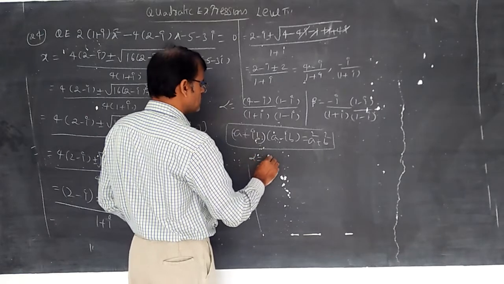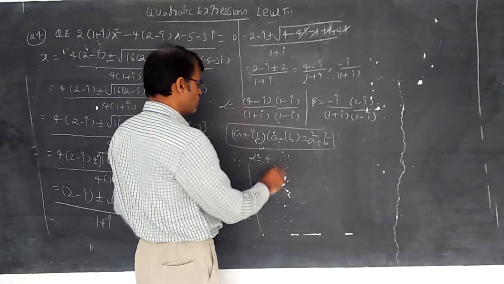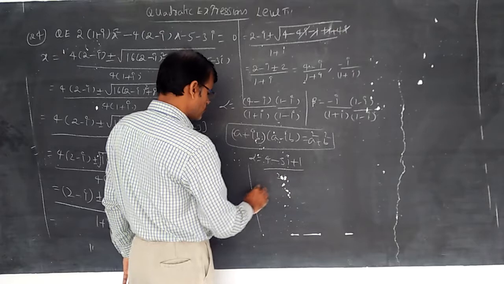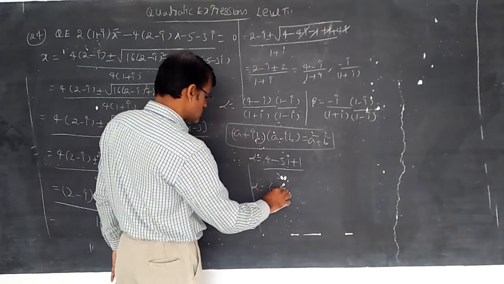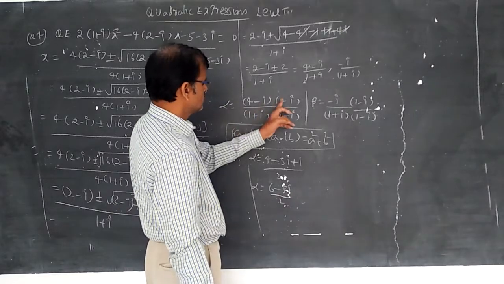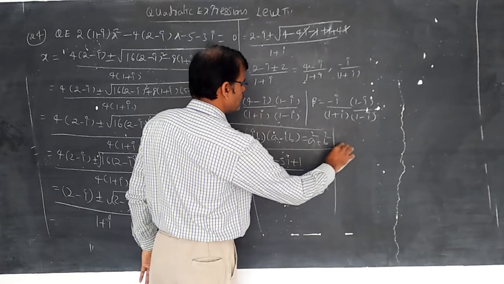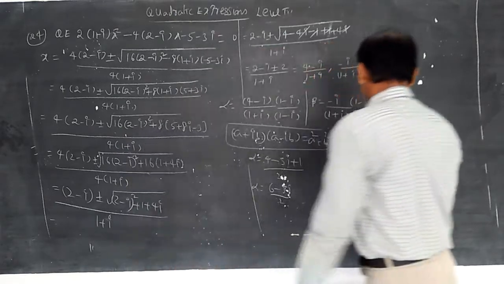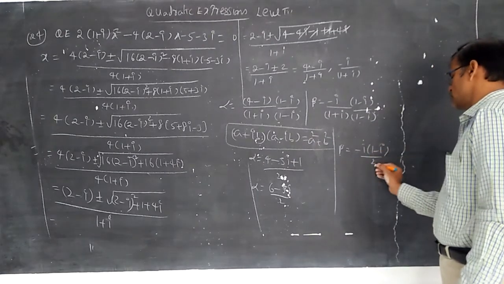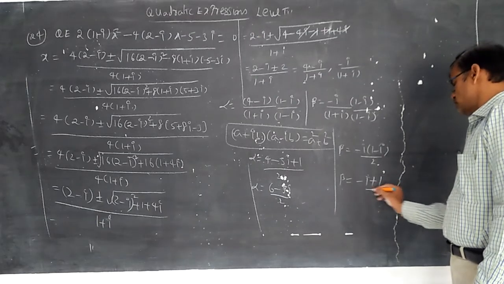So alpha is equal to, multiply like this. 4 minus 4i minus i, 4 minus 5i plus i square whole by 2. So alpha is equal to 3 minus 5i by 2. Now beta, beta is equal to minus i into 1 minus i by 2. So beta is equal to minus i minus 1 by 2.